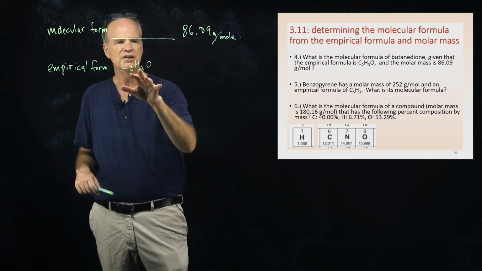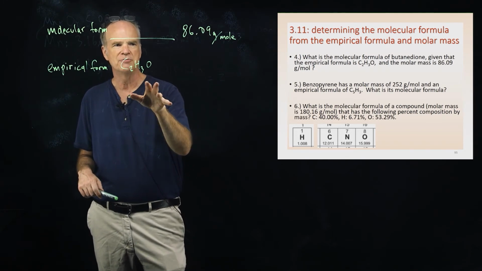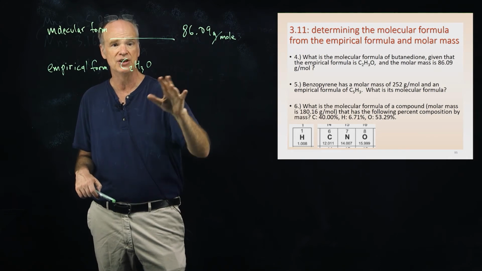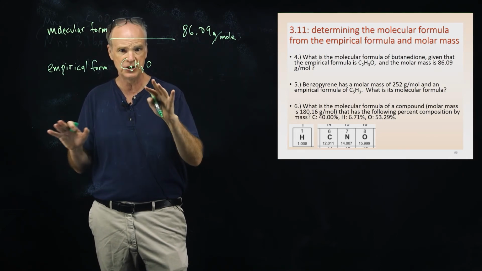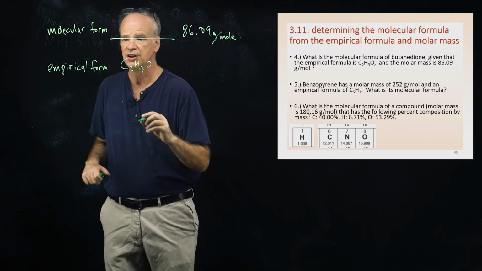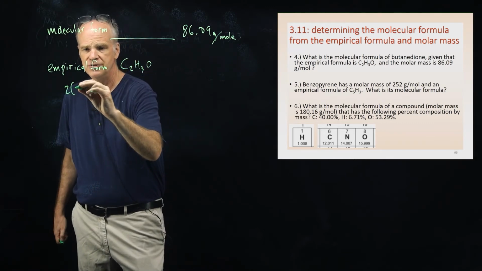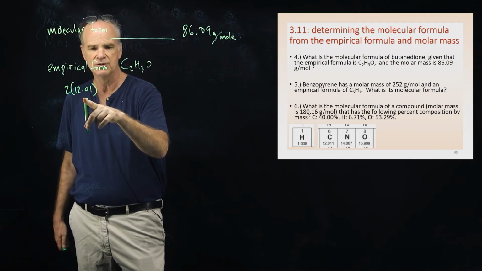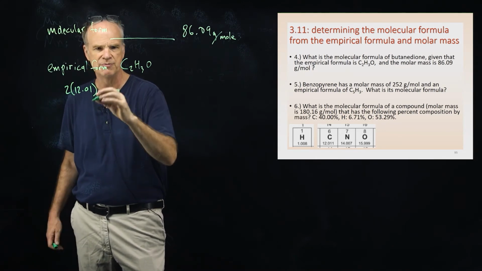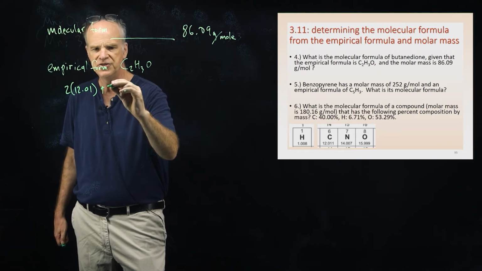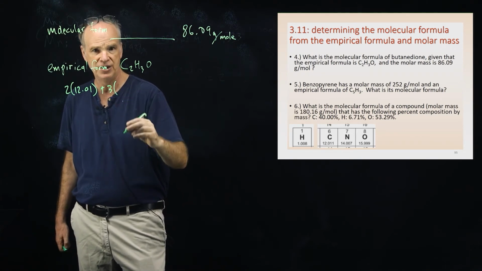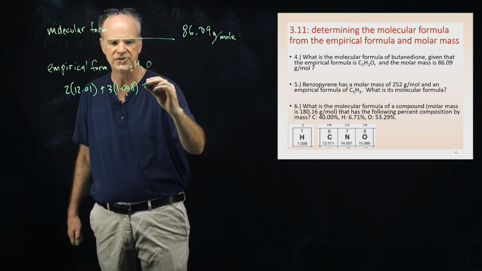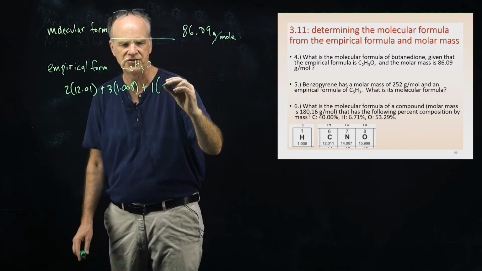So we really need to know what the molar mass of this empirical formula is, and then see if the molar mass of the molecular formula is a multiple of it. It probably will be. So how do you figure out the mass of the empirical formula? So it's 2 times 12.01. That's the molar mass of carbon in grams per mole. I'm not going to write grams per mole just to make things a little bit quicker. Plus 3 times the molar mass of hydrogen, 1.008. Again, grams per mole. I'm not going to write that in. And then 1 of oxygen.